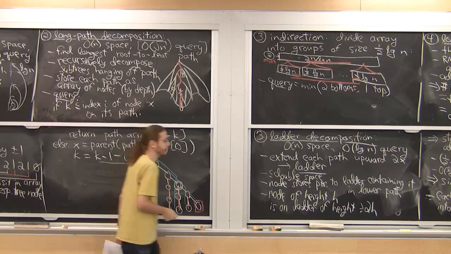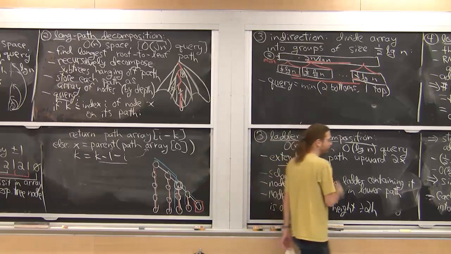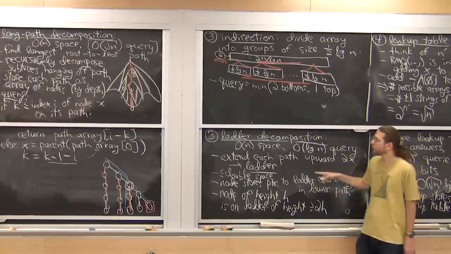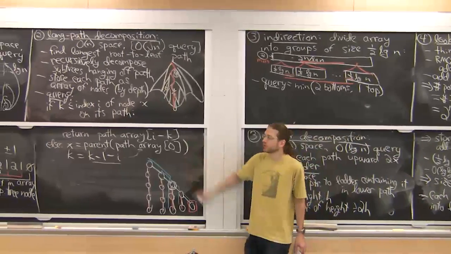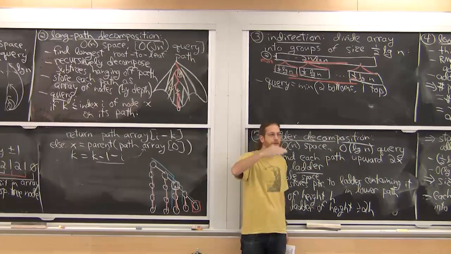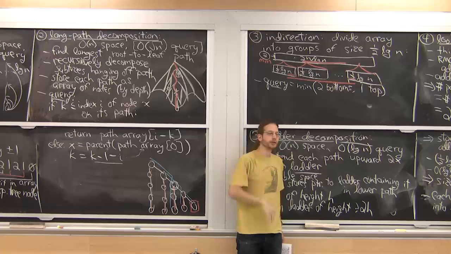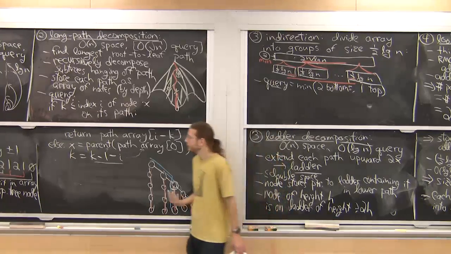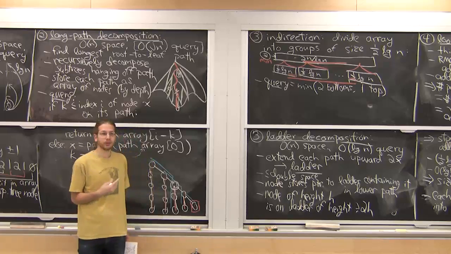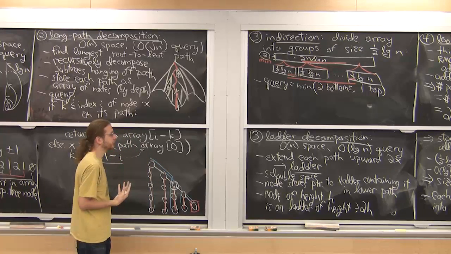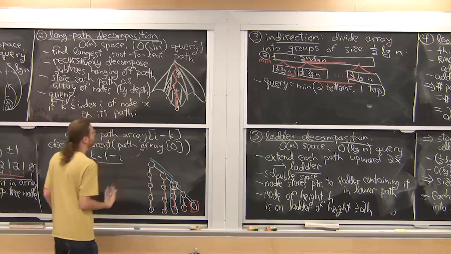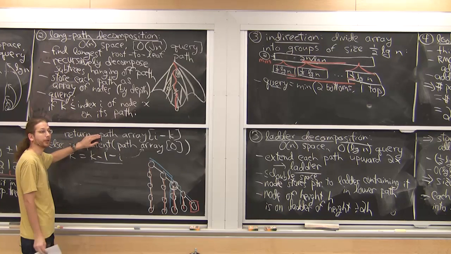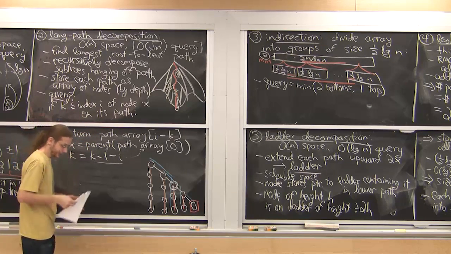So the ladder will be height at least 2h, which means if your query starts at height h, after you do one step of this ladder search, you will get to height at least 2h, and then 4h, and then 8h. And you're increasing your height by a factor of 2 every time. So in log n steps, you will get to wherever you need to go. You don't have to worry about overshooting, because that's the case when the array tells you exactly where to go.